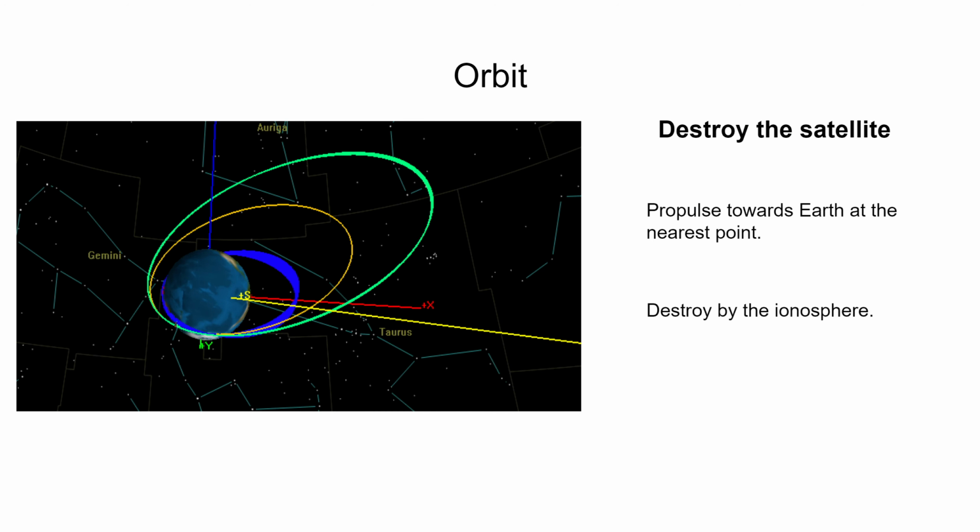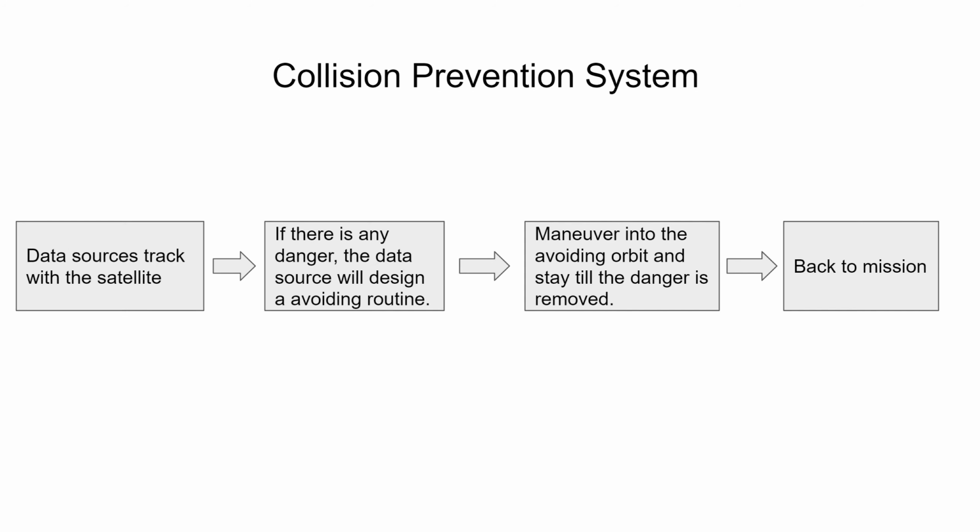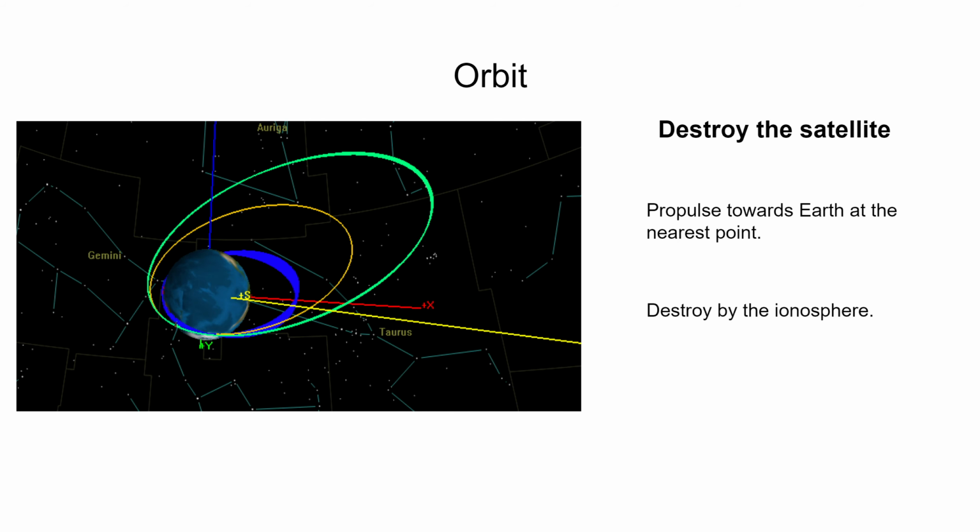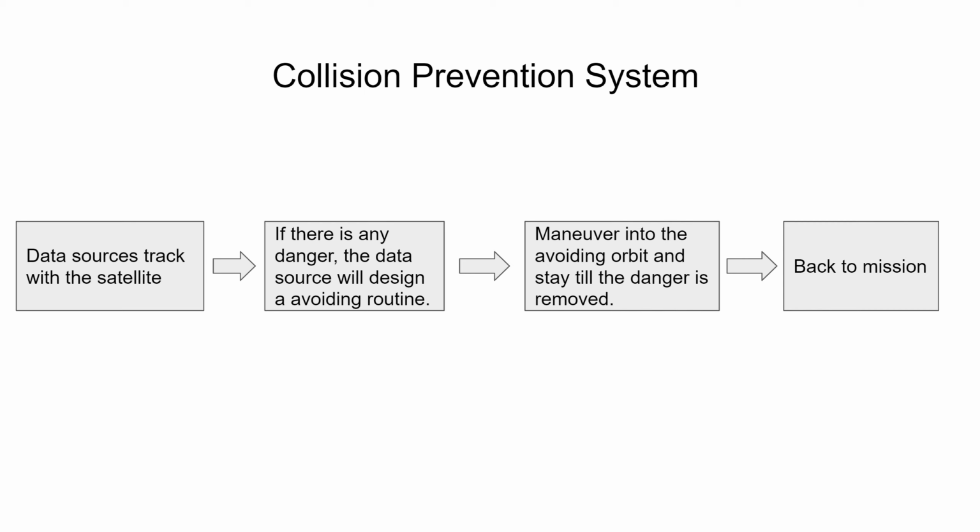At the end of our mission, we are going to destroy our satellites by propelling them towards the Earth when they are at the nearest point to Earth. After the satellites enter the Earth's atmosphere, they will eventually be destroyed by the ionosphere. Then there is the collision prevention system.